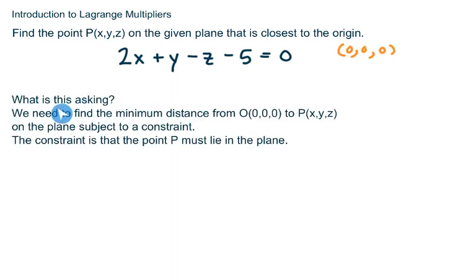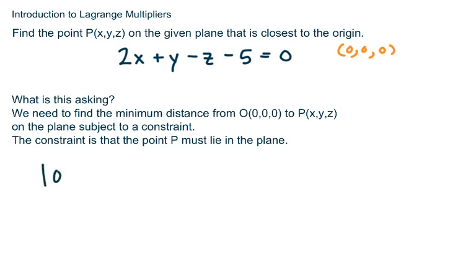Let's really think about what this is asking. We have to find the minimum distance from 0, 0, 0 to P(x, y, z), and we are subject to a constraint. That constraint is that this point has to lie in the given plane. We're being asked to minimize a distance, which means we need to calculate the distance from the origin to the point P in the plane.